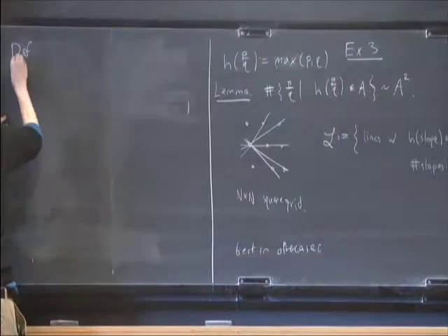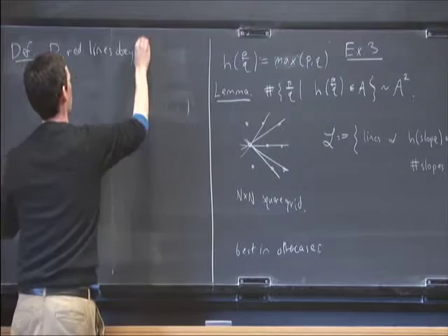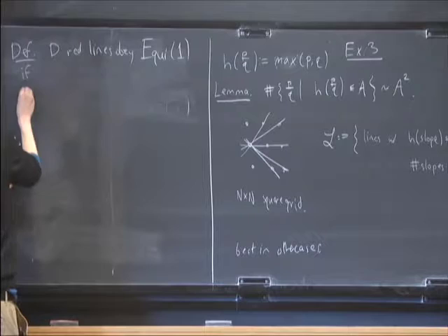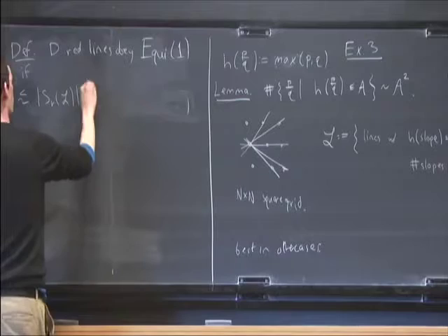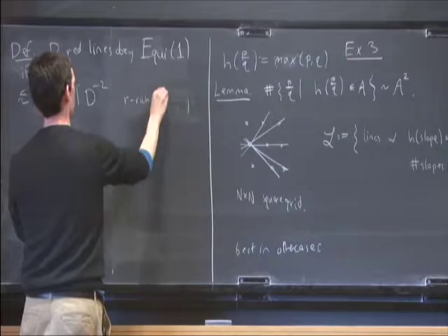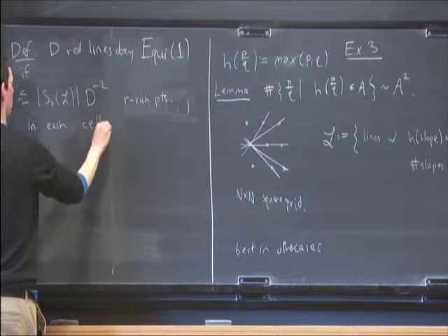We'll say the d red lines obey equidistribution 1 if there are at most a 1 over d squared fraction of these r-rich points in each cell. So that's what we could hope for with the points.